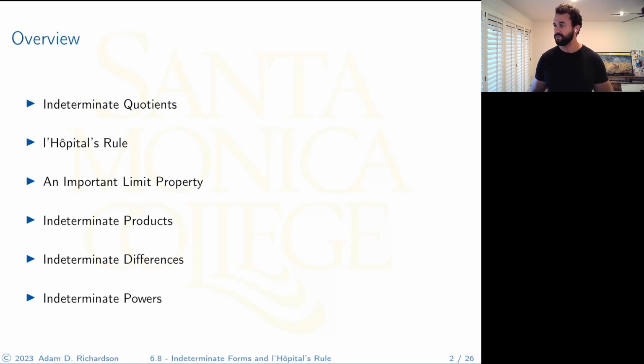So here's the overview. We're going to talk about indeterminate quotients first, and then we're going to talk about L'Hopital's rule itself. Then we're going to review an important limit property. Then we'll talk about indeterminate products, differences, and powers, and then that'll be it.